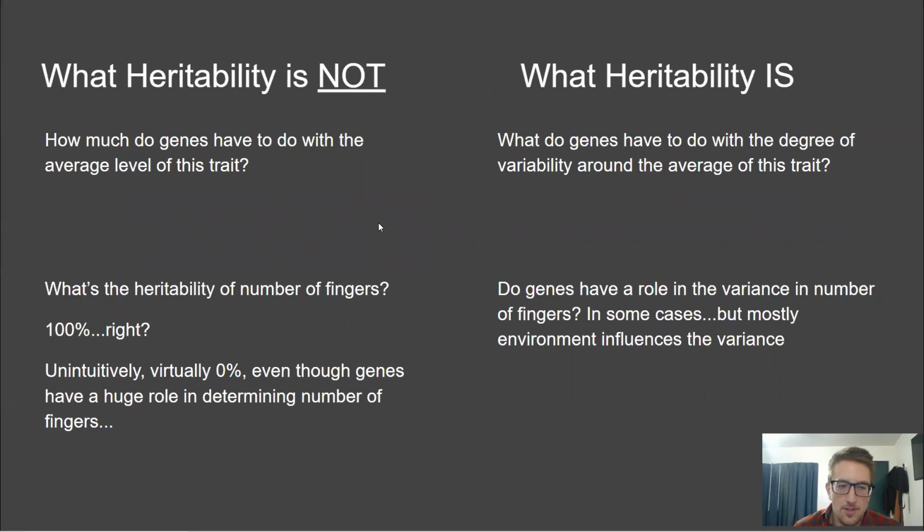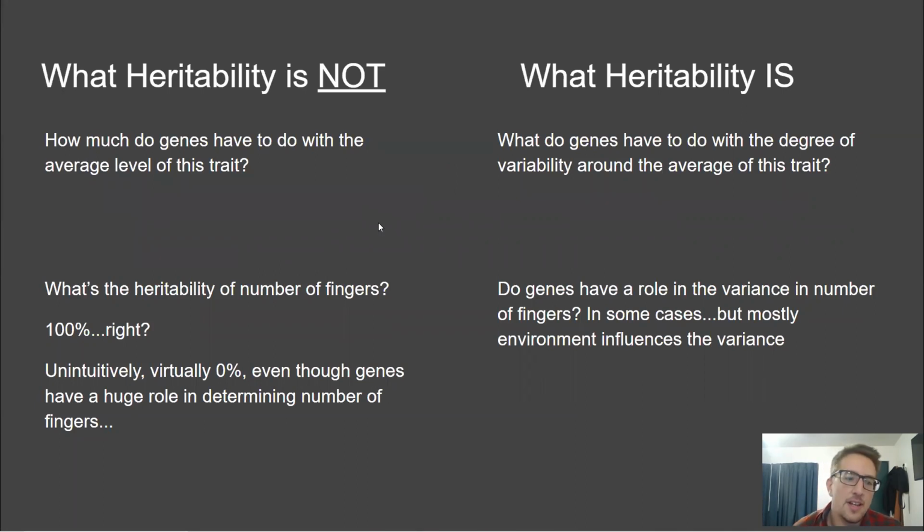So since I've said that once, let me just reiterate this. How much do genes have to do with the average level of this trait? This is not what heritability is. This is what a lot of lay people come away from the field thinking. This is not that.